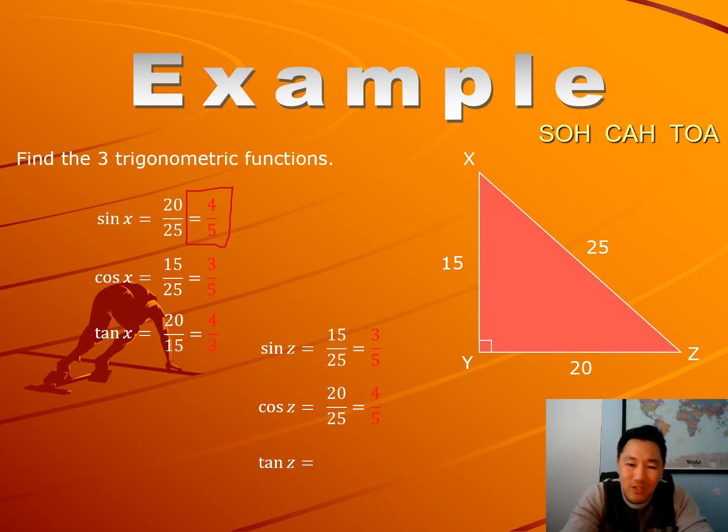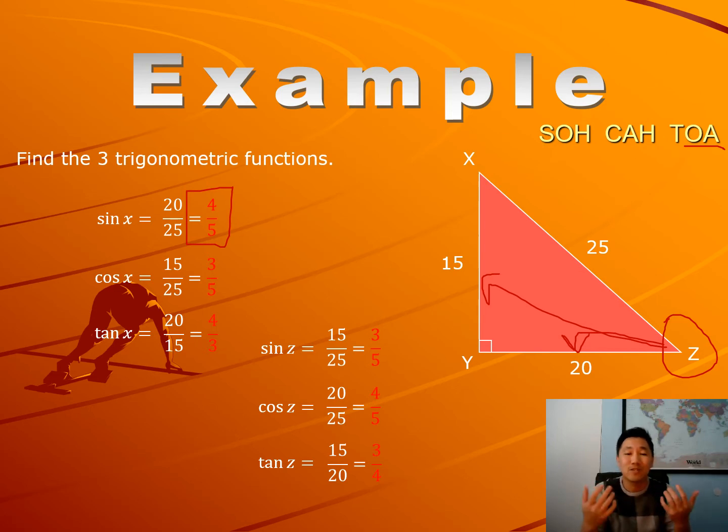And then tangent of z. Tangent of z. Tangent is opposite over adjacent. So here's z, here's opposite, here's adjacent, 15 over 20. All right, so those are the three trig functions for x and z. Guess what? You do not have to do it for the y. You don't do it for the angle that is 90 degrees, only for the other two. All right?